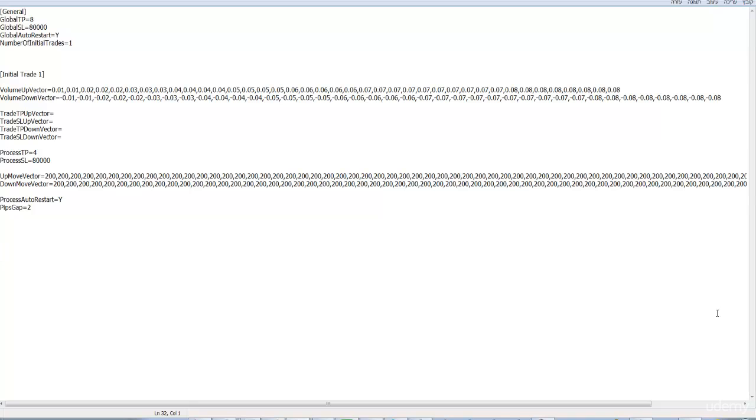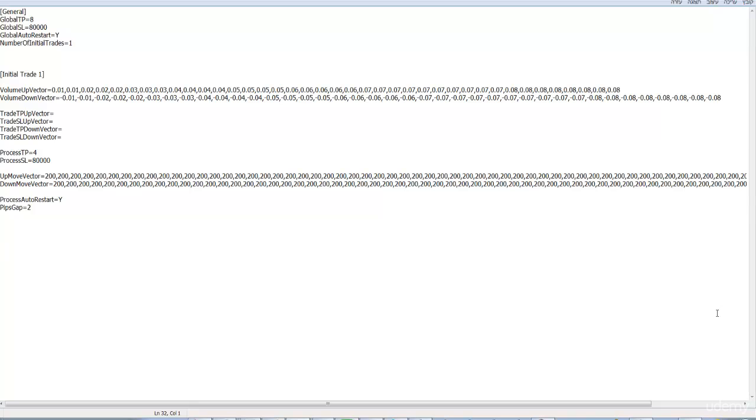Secondly, you can see that the process take profit again was strongly adjusted downwards. Now it's only $4. And moreover, you can see that the up and down move vectors are no longer 100 pips, they are now 200 pips. Okay, so I give much more room for the prices to fluctuate without hitting additional levels. That's actually the implication of enlarging these numbers in the up and down move vectors.